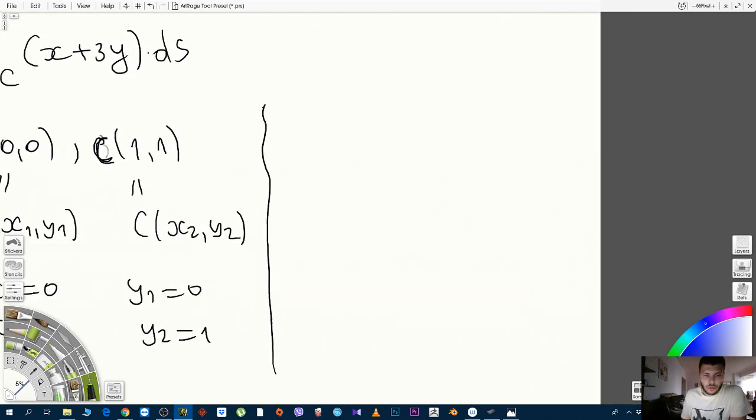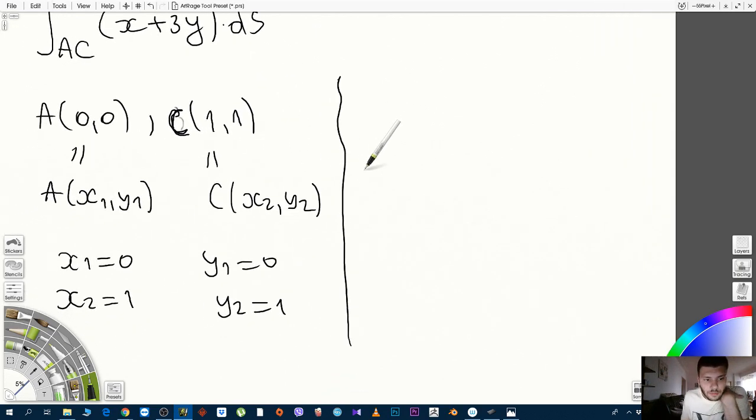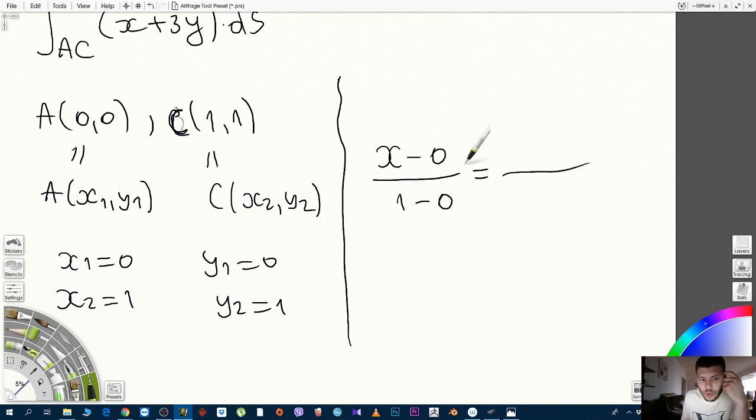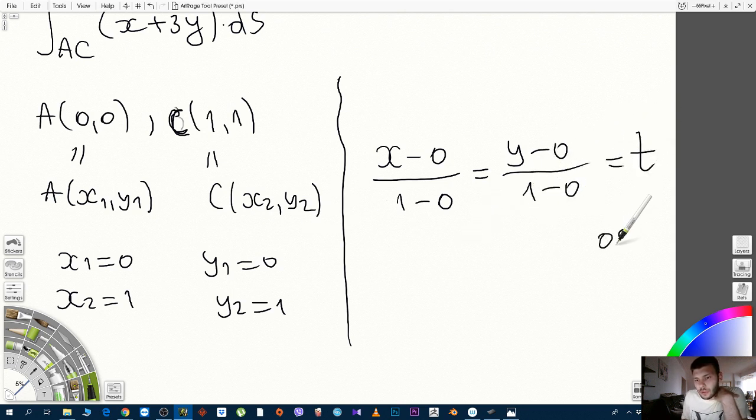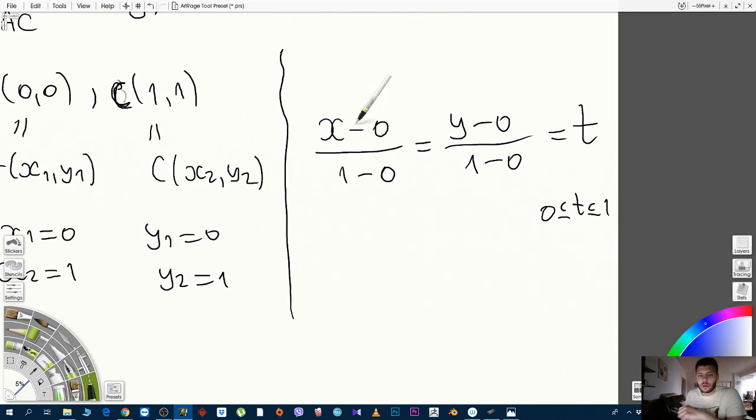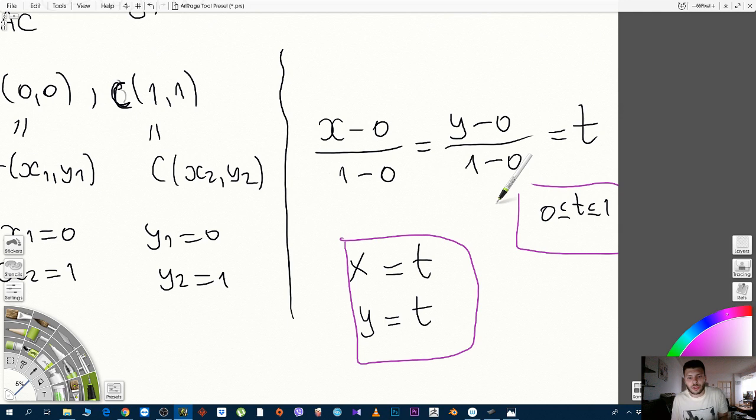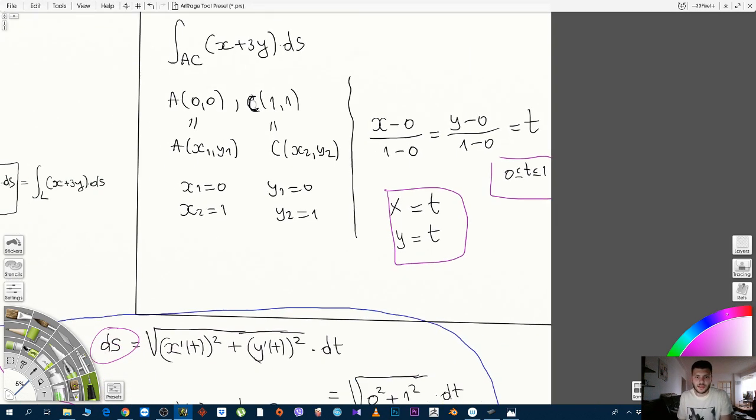The equation of the straight line from A to C is x minus x1, which is 0, over x2 minus x1, that is equal to y minus y1, which is 0, over y2 minus y1, which is 1, and that is equal to t, where t goes from 0 to 1. So we get that x over 1 is equal to t, or x is equal to t, and y is equal to t also. That was our parameterization of AC.